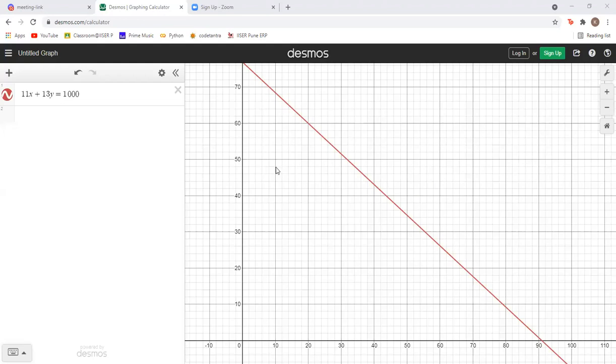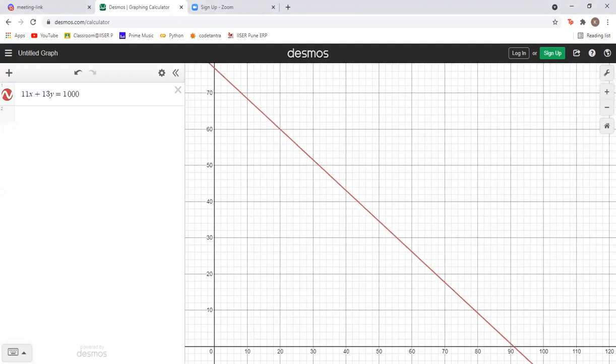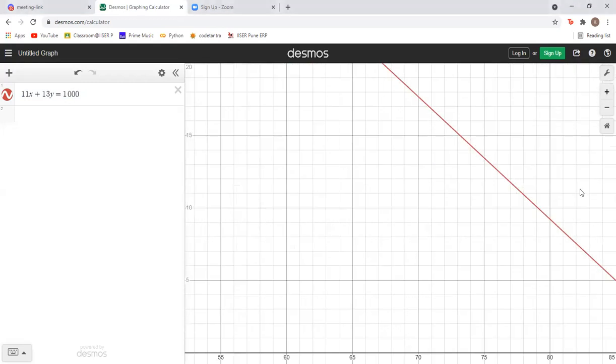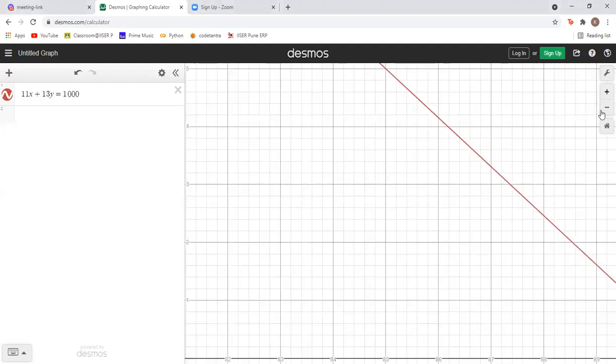So everyone can see this now. I have plotted 11x plus 13y equal to 1000 here. Everyone can see the graph? Yes, sir. Okay. So now what we have to do, this line passes through infinite points actually.